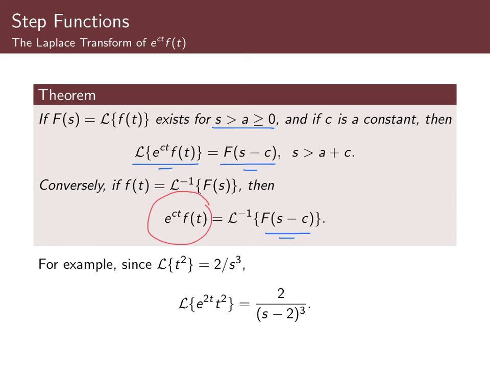So for example, if we're trying to find the Laplace transform of e to the 2t times t squared, we know that since the Laplace transform of t squared is 2 over s cubed, now we're going to have 2 over s minus 2 cubed because there's this 2 here, the surplus factor there.